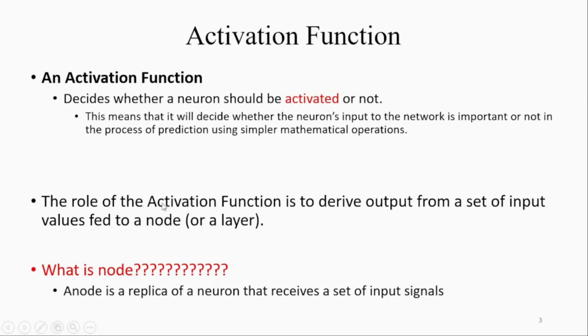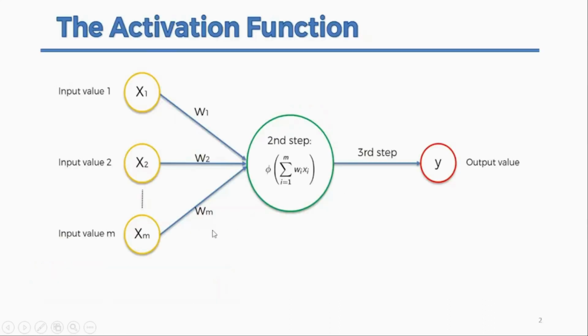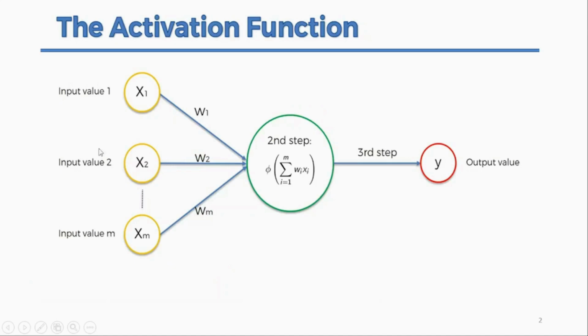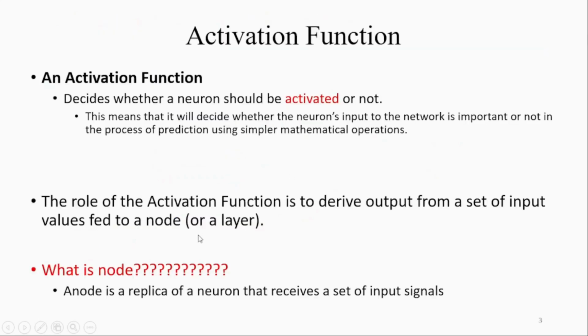The role of the activation function is to derive output from a set of input values fed to the node or a layer. If you look at the diagram again, these are the input values fed to this node, and the activation function inside this node will decide whether to proceed further or not, based upon some criteria. So it is to derive output.